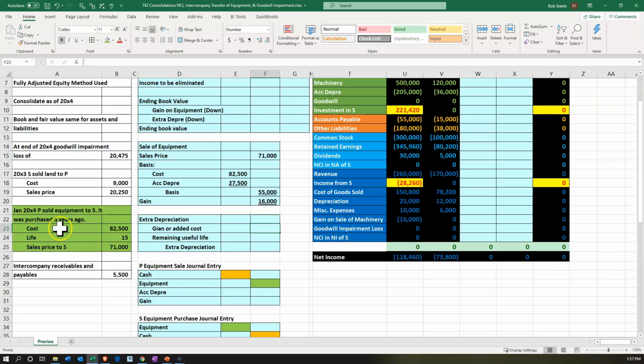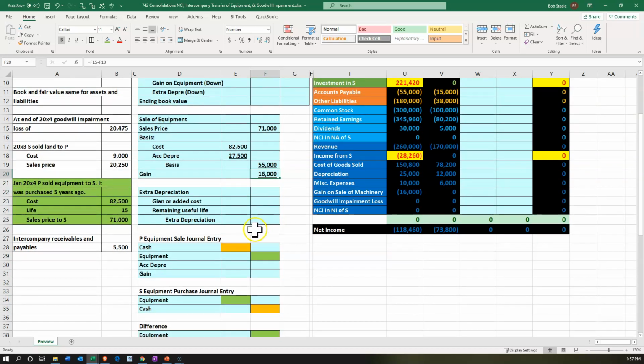We're going to say, all right, this 16,000 is going to go on the books. Let's actually think of the journal entry here for P. If I consider the same things in terms of a journal entry, they're going to get cash of the sales price. The equipment's going to go off the books for the equipment amount, 82.5. The depreciation is going to go off the books. It's a contra account, or a credit balance account.